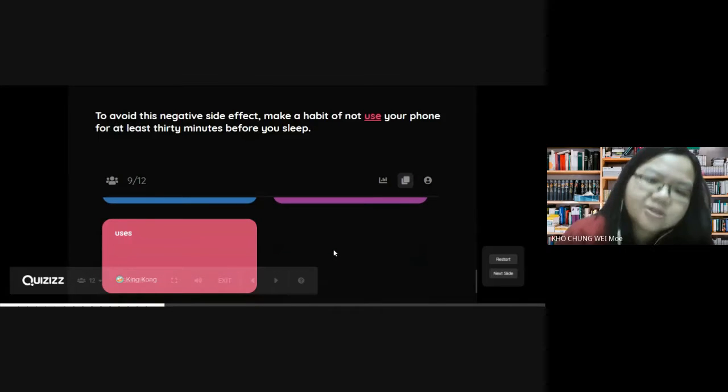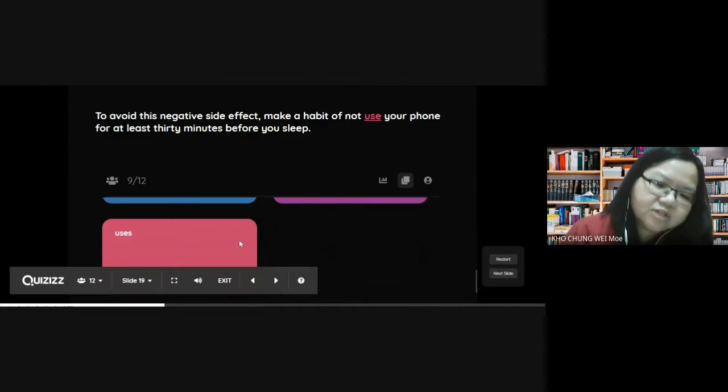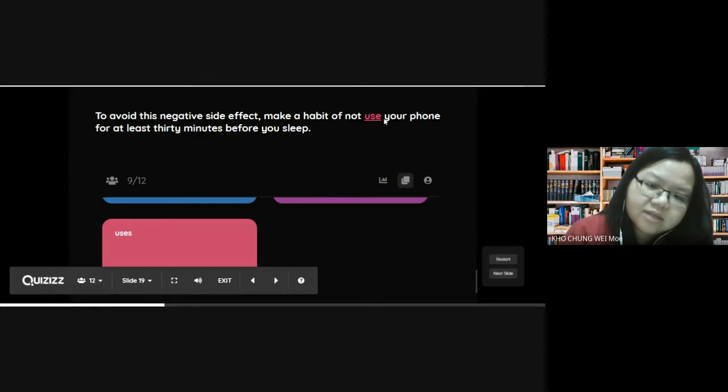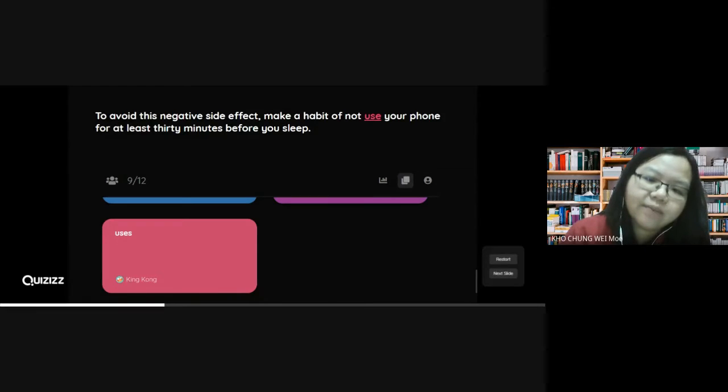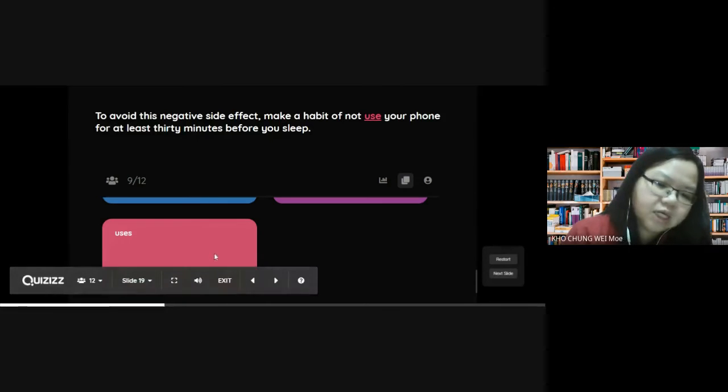Okay, "uses" is definitely wrong. "Uses" is still a verb. It's not a noun. It's not a gerund. Okay, so this part of the speech here requires you to put a gerund, and to change a verb into a gerund, you add "ing". All right, in case you do not know what a gerund is, you can go and Google it up. It's spelled as G-E-R-U-N-D. Okay? Okay, let's move on.